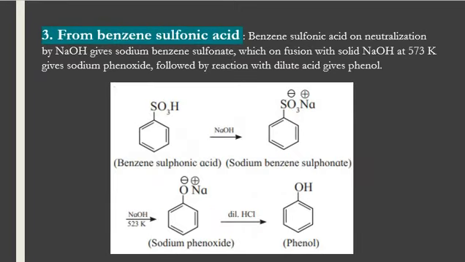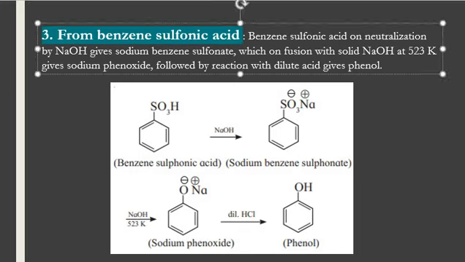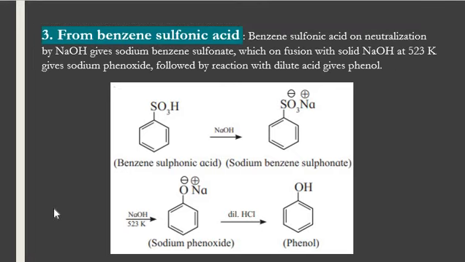Next is preparation of phenol from benzene sulfonic acid. Benzene sulfonic acid will be neutralized first with the help of alkali like NaOH. It will give us sodium benzene sulfonate, which on fusion with solid NaOH at 523 Kelvin will give us sodium phenoxide, and sodium phenoxide on hydrolysis or on reaction with dilute acid will give us phenol. So this is the method of preparation of phenol from benzene sulfonic acid.